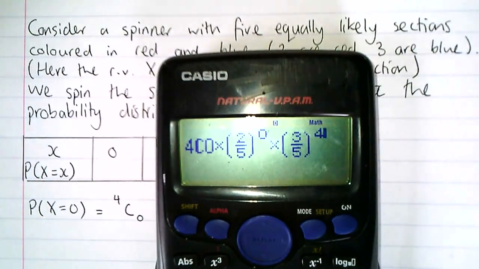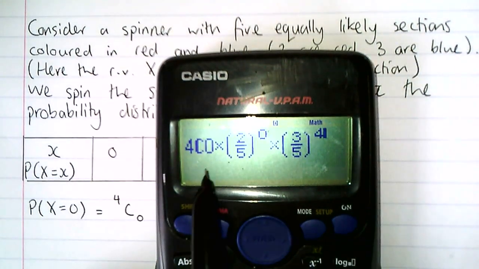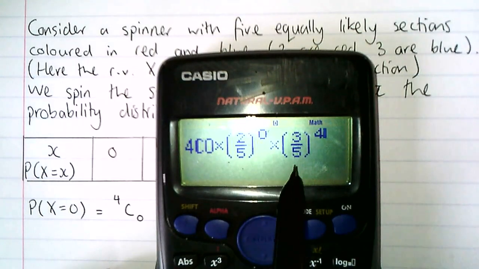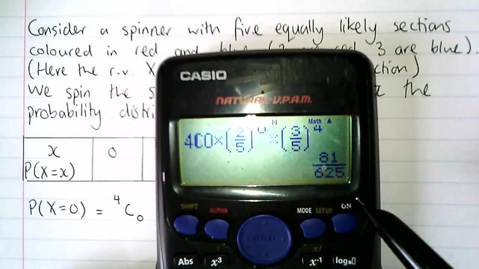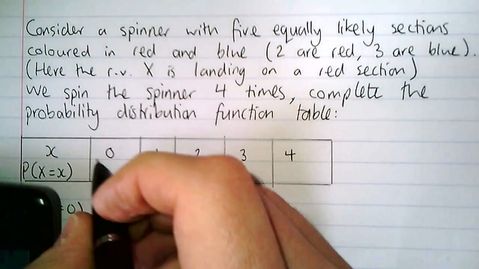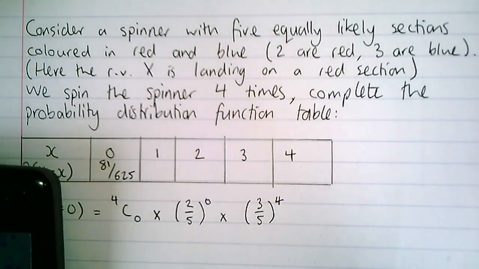But now, when you're starting out with this, I would definitely use this structure every time. Number of combinations, probability of success to the power of the number of successes, probability of failure to the power of number of failures. So if we do that, we get 81 over 625. So I'm going to fill that in here. So 81 over 625. So not very likely.